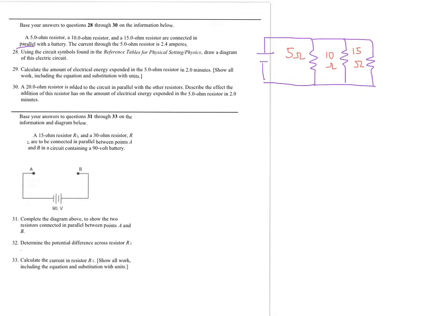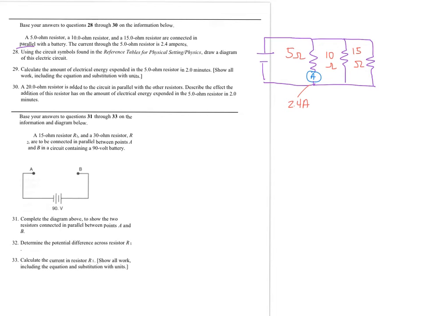Let's put an ammeter here to show that we're having a current reading. Ammeters are shown with A. Don't forget, let's put there 2.4 amps. And that's it. That's our diagram for part A.